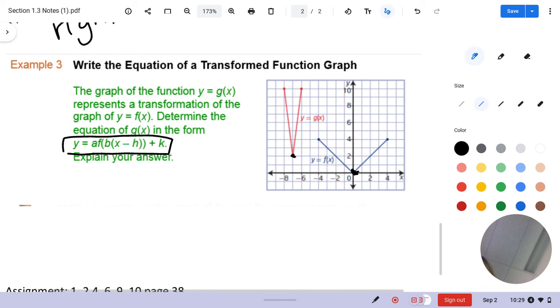And I like to look at how tall this is, 1, 2, 3, 4, whereas this one is 1, 2, 3, 4, 5, 6, 7, 8. So it was a height of 4 and now it's 8, so it seems like it's stretched vertically. This was 4. This is 8, 2 times as big, right? So that's a vertical stretch of 2.